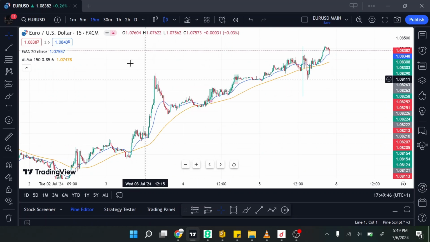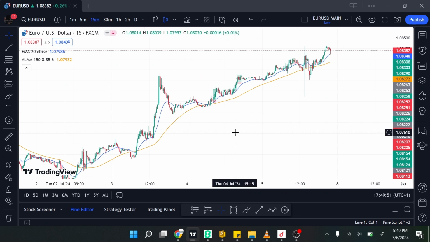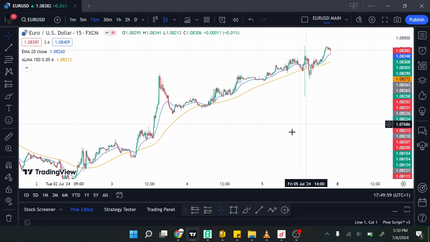So the first thing you need to do is to be on the 15-minute time frame. Since it's a scalping strategy, we're going to be trading on the 1-minute time frame. Yes, I know it sounds challenging, but there's a reason I chose this time frame, and I'll be showing you guys as we continue with the tutorial.